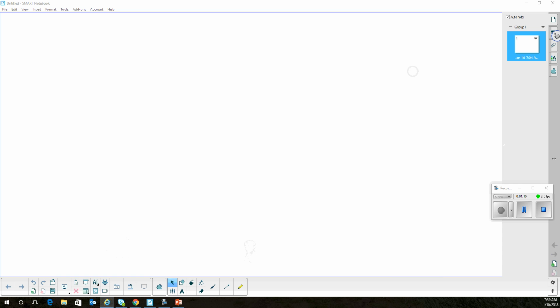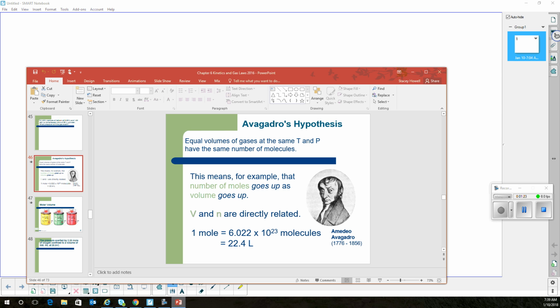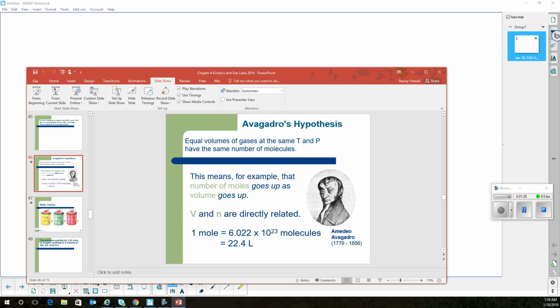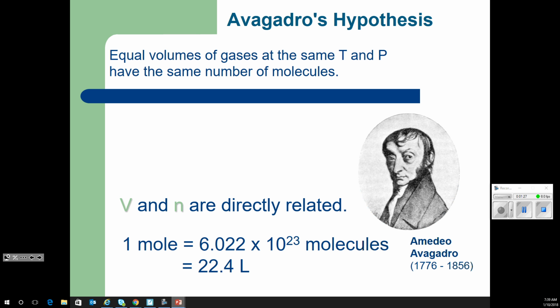Okay, so let's get our notes out. And let's start with Avogadro's hypothesis. We talked about several different laws last time. I'm going to see what you can remember without looking at your notes. Tell me what the ideal gas law is.